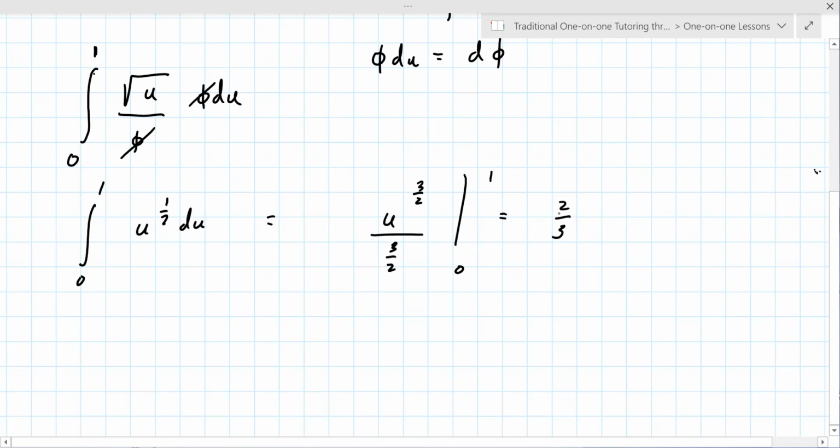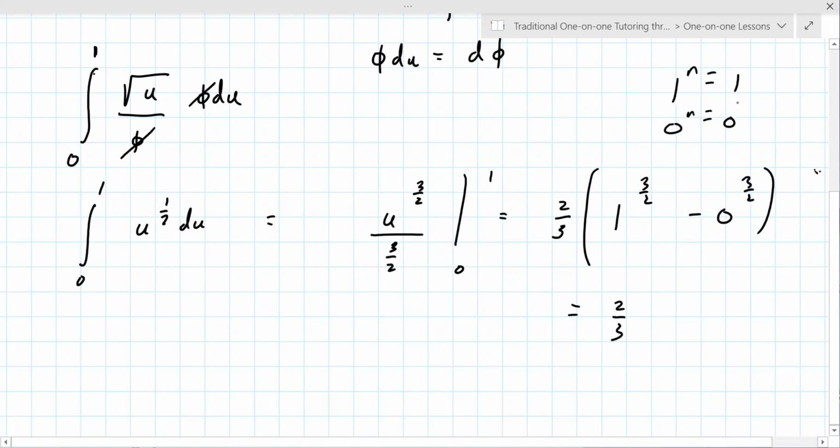Okay, and then you evaluate the top limit, so it's 1 to the 3/2 minus 0 to the 3/2. It ends up just equaling 2/3. Because 1 to any power is 1, and 0 to any power is 0.